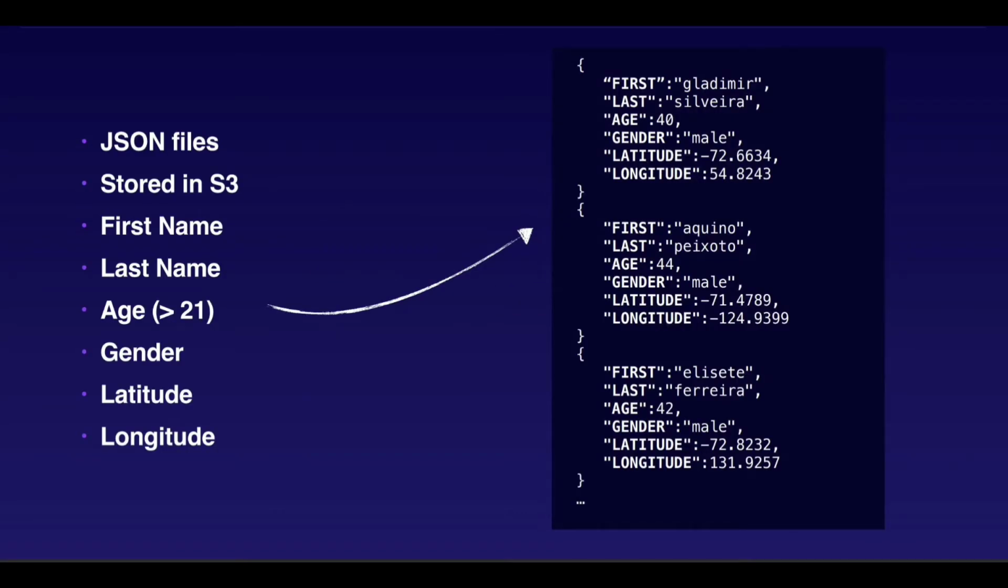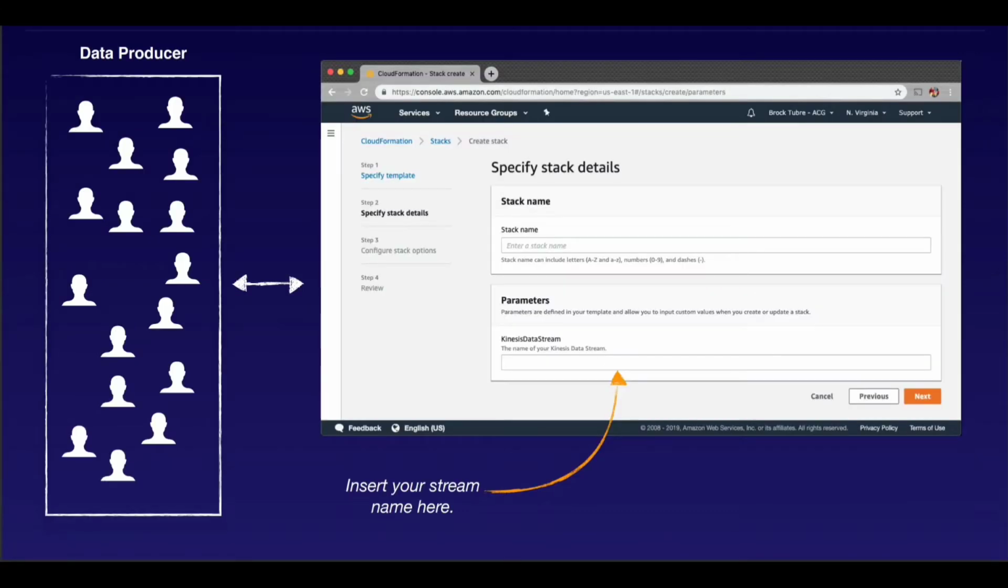And remember, our final results are going to be JSON files that are stored into S3, and we need to have the following information, and it will look like something like this for our final result. What I have done for you is created a simulated data producer, and what we will use is CloudFormation to create a simple EC2 instance that automatically starts streaming data into our Kinesis stream. So all we have to do is insert our stream name here. We don't have to worry about writing Python code.